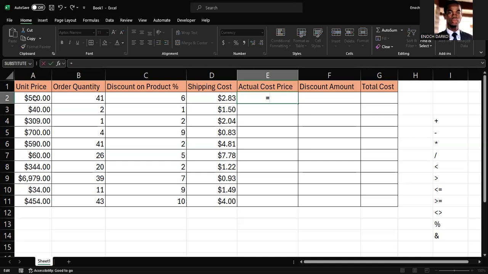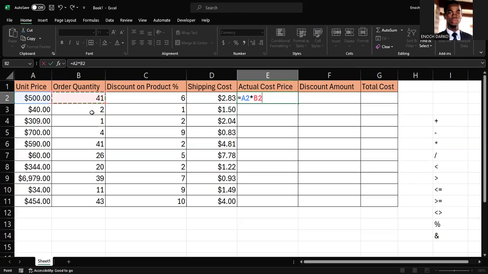Then we multiply. We pick the cell that has the item you want to multiply. So 500 is in cell A2. When you type the equal to sign, you can type A2 or you click in the cell that has the value. Then you introduce your multiplication sign, which is the asterisk. Then we are supposed to multiply it by the quantity here. We have 41. So we click on 41, or you type the cell reference of 41.